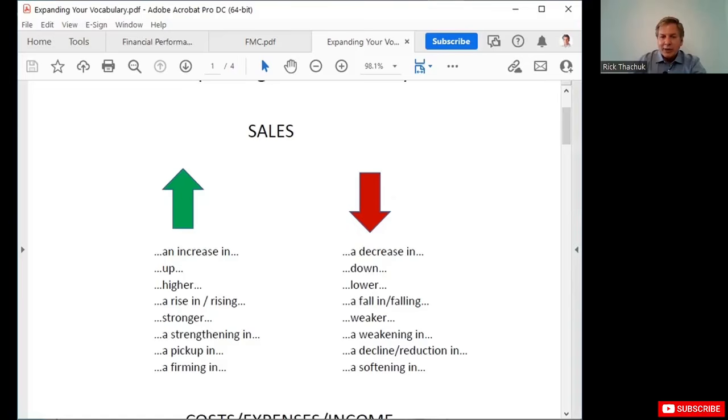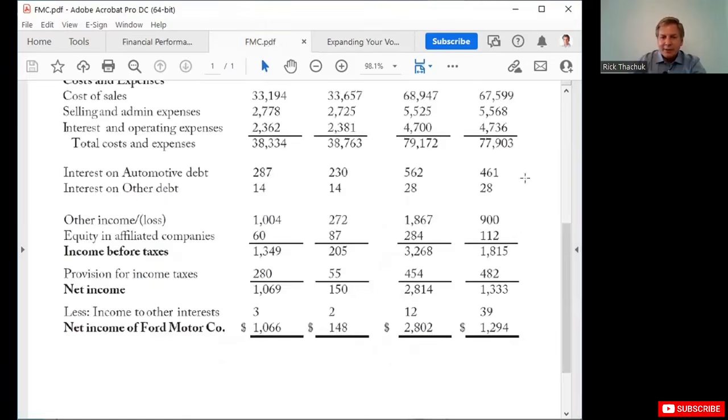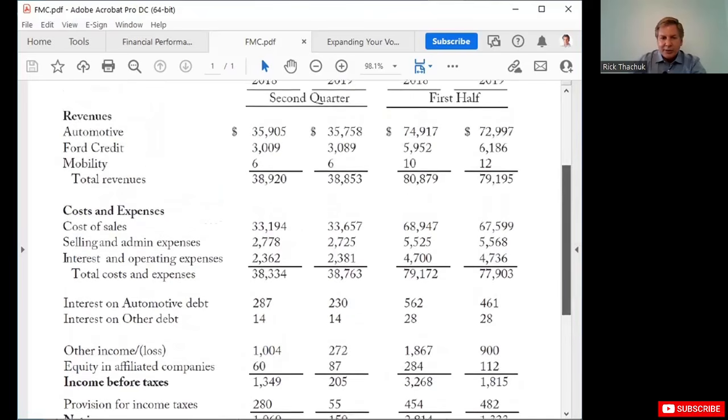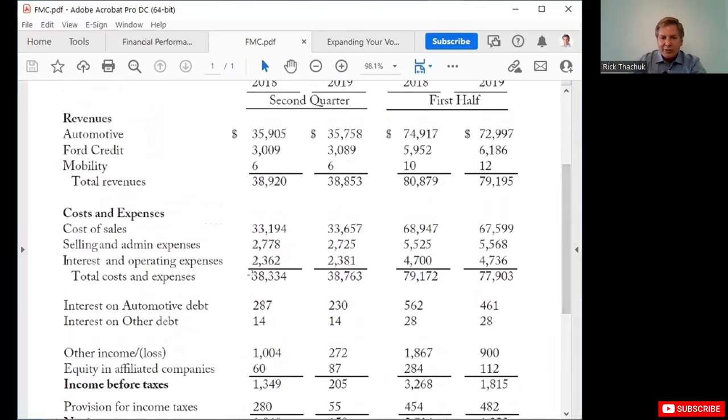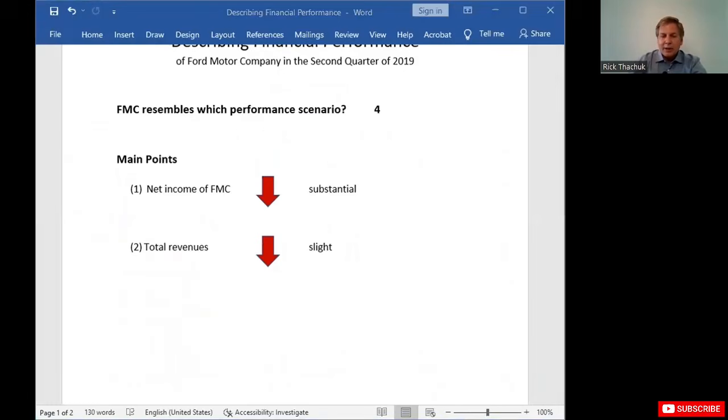Let's go back to our income statement. So we talked about the bottom line. We talked about total revenues. We just need to mention total expenses. We see here that total expenses were up. Let's go back to our list of main points to cover. And now we said that we have to look at total expenses. And we saw that total expenses were higher.